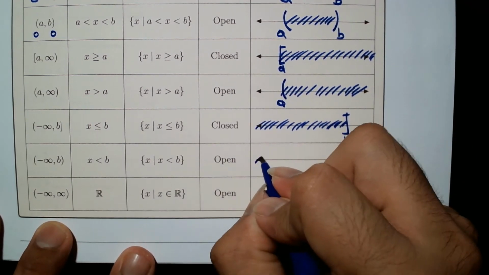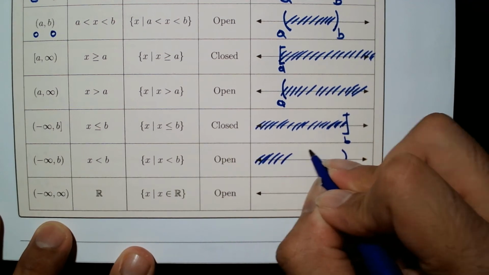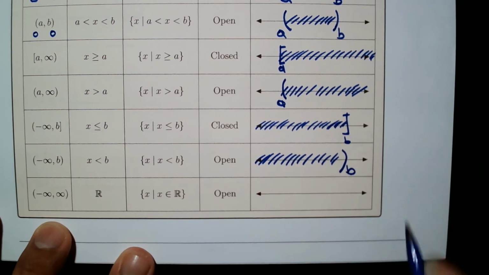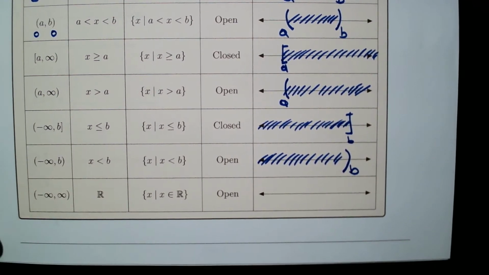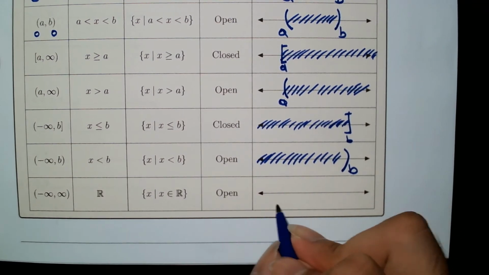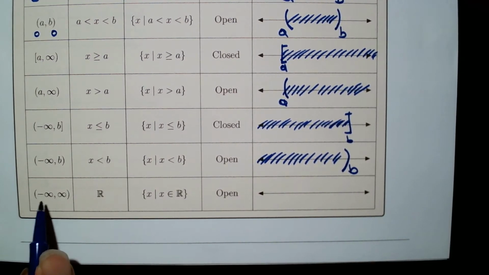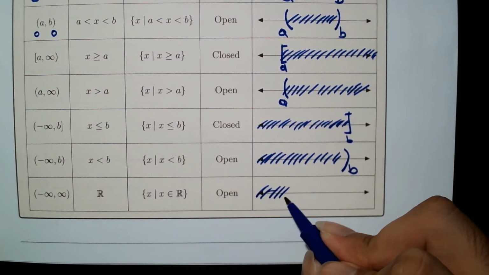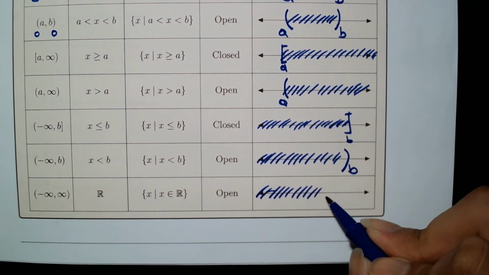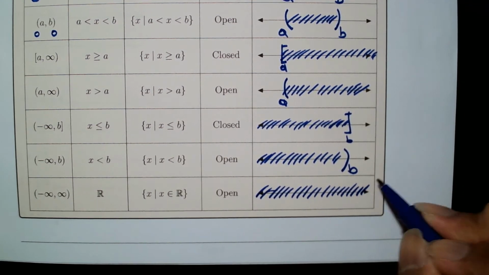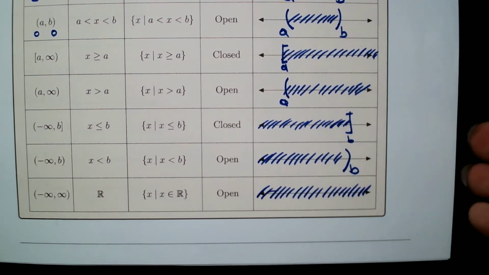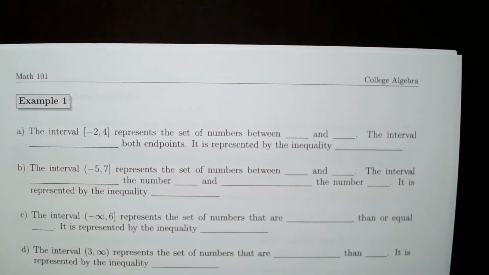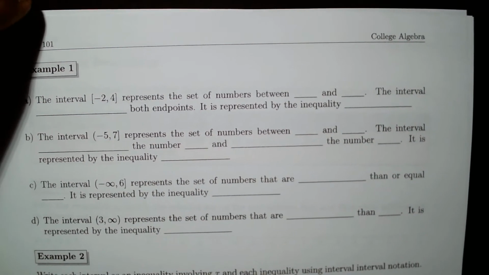The next case is very similar. However, that doesn't include the endpoint B. And in this case, the fanciest of it all, it's basically the entire number line. All the numbers from negative infinity to positive infinity. We shade everything here. Okay. All right, let's look at some examples, how to read them and how they are represented.